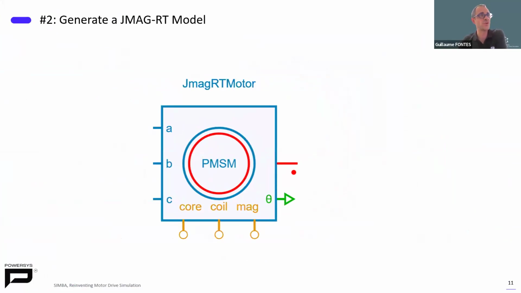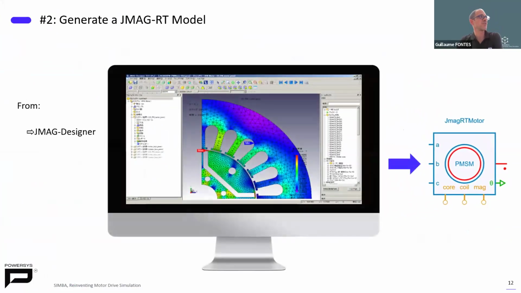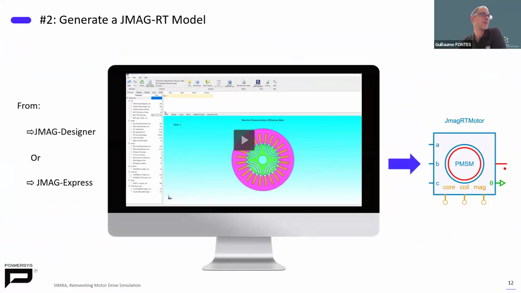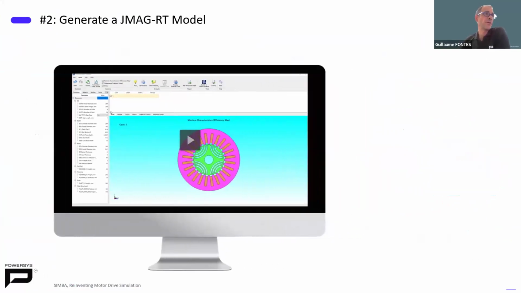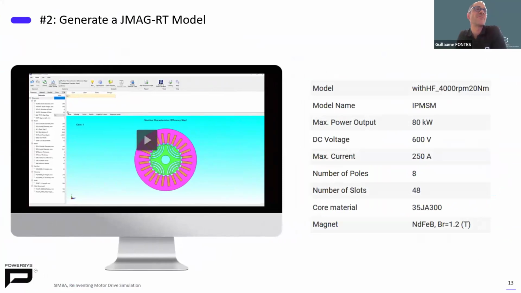Let's go back to the main circuits in order to have a look at the JMAG-RT model for the motor. This model can be extracted from JMAG Designer or from JMAG Express. Here are the characteristics of the motor which have been considered in this example, with a DC voltage of 600 volts and a maximum mechanical power of 80 kilowatts.